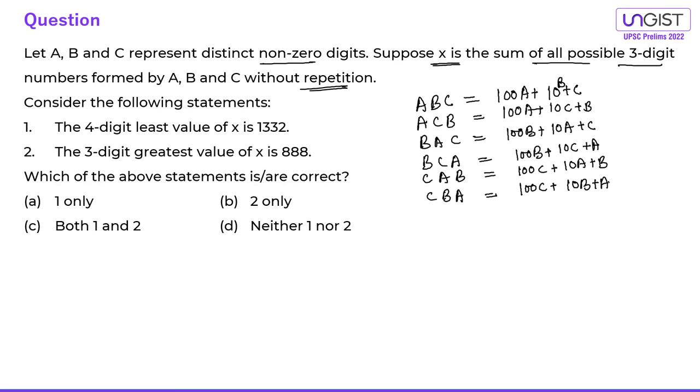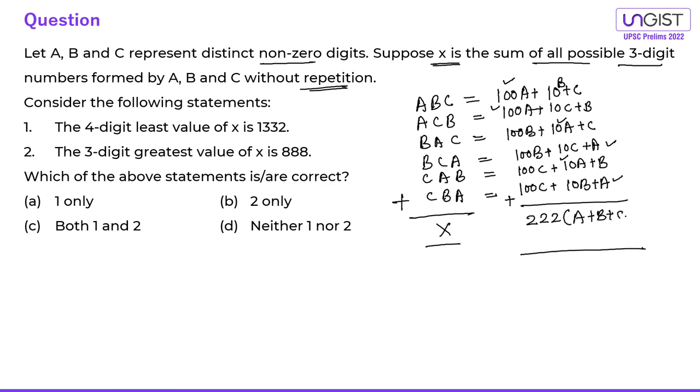Okay, after that, let ABC represent distinct non-zero digits. Suppose X is the sum of all possible 3-digit numbers formed by ABC without repetition. So when we add them, their sum will be X. See everyone, if we add them, 100A and 100A is 200A, 10A and 10A is 20A, then A and A is 2A. So this is 222A, similarly 222B, similarly 222C. So if we take 222 common, this will be A plus B plus C. The sum of all the possible 3-digit numbers will be 222 times (A plus B plus C).